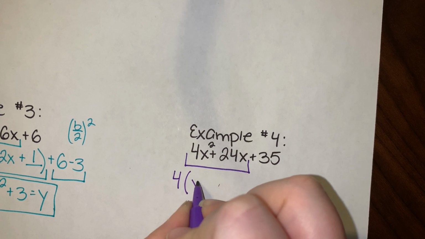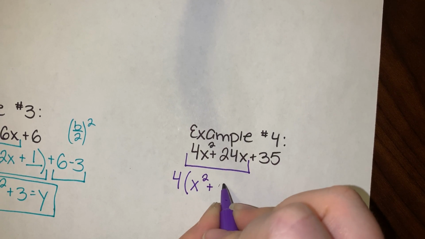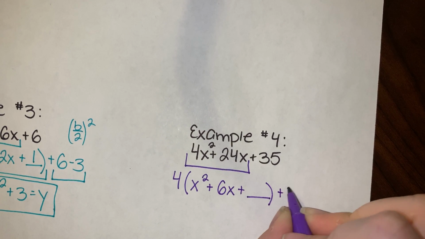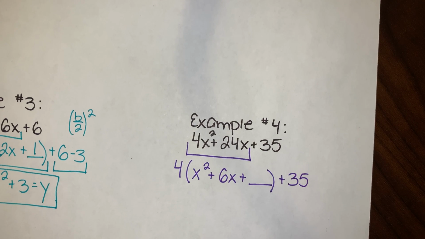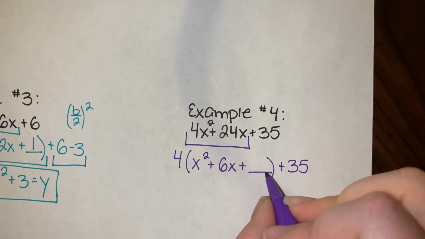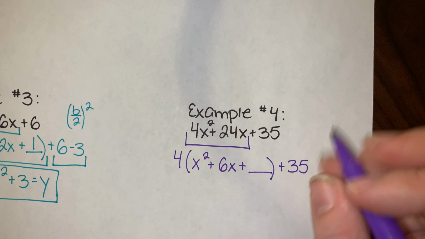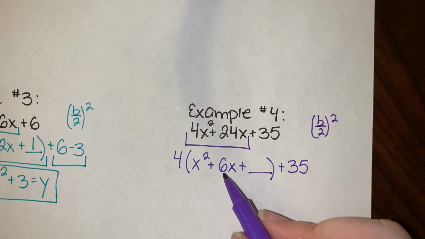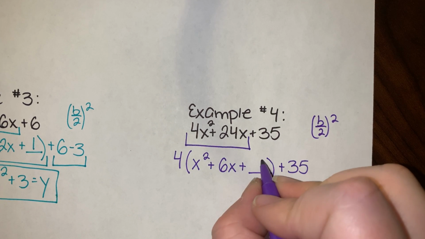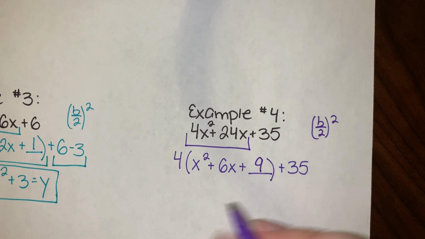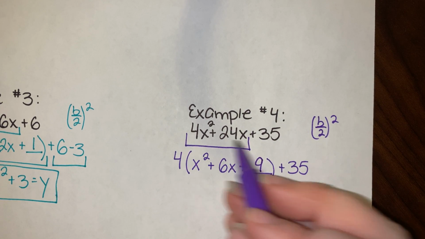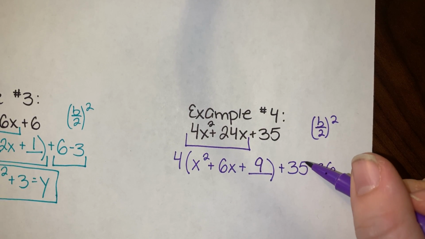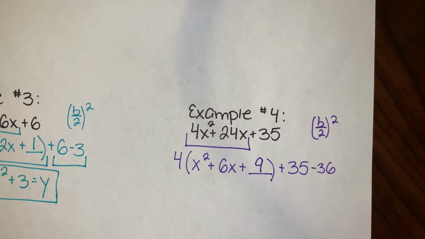So 4 parentheses x squared plus 6x plus some number, and I have to shift over my c value. To find our missing value here, I do b divided by 2 squared. So 6 divided by 2 is 3. 3 squared is 9. So I need to do 4 times 9, which is 36, and subtract that from what looks like our k value right now.